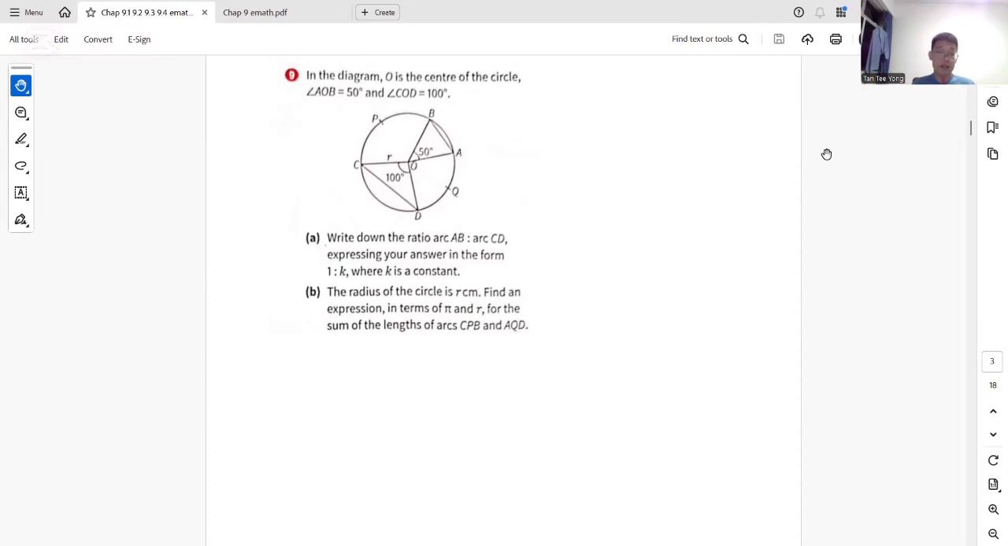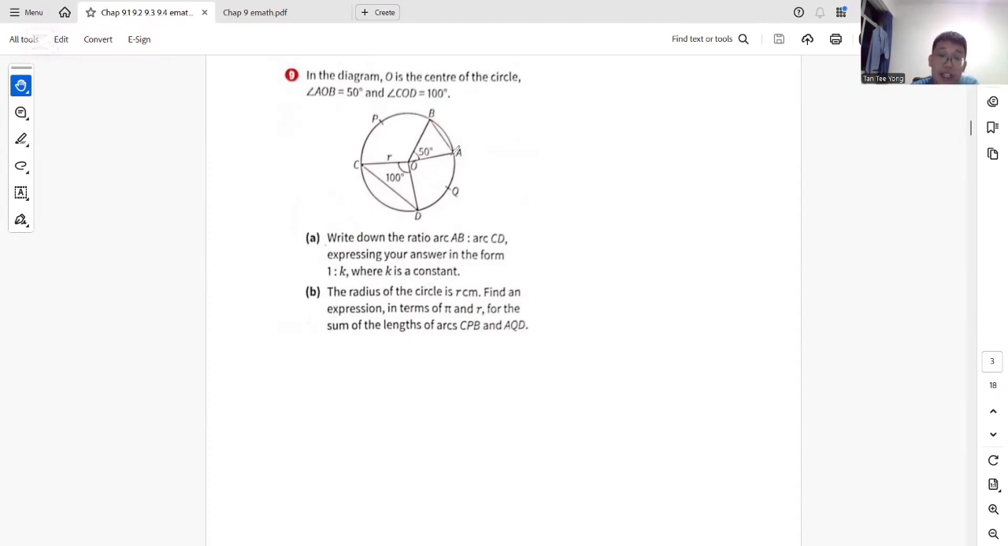Let's take a look at question 9 together. Let's read the question. In the diagram, O is the center of the circle. Angle AOB is 50 degrees and angle COD is 100 degrees. Everything is labeled on the diagram. Part A, write down the ratio arc AB to arc CD, expressing your answer in the form 1:k, where k is a constant.